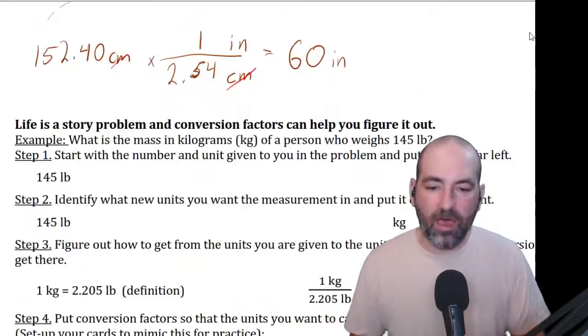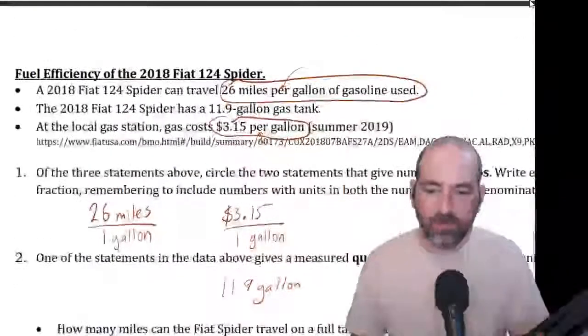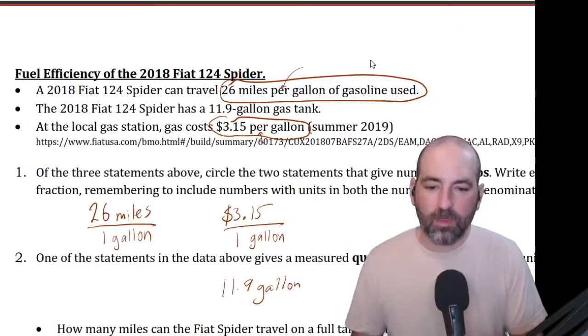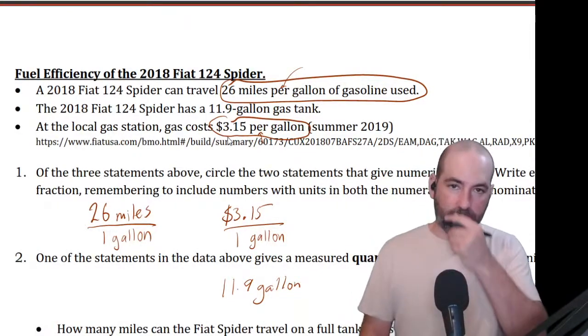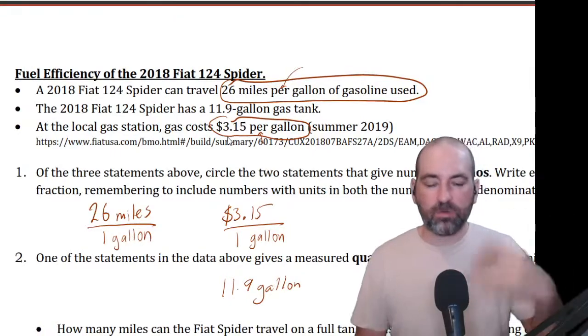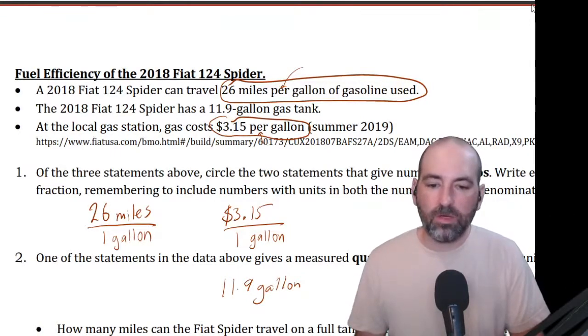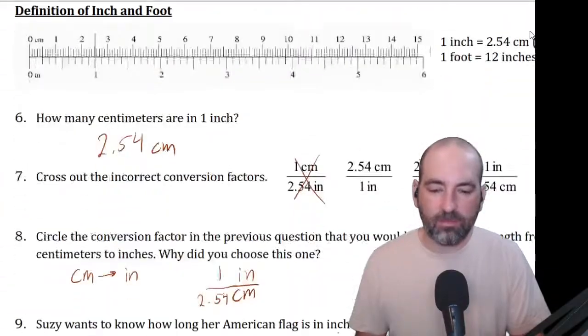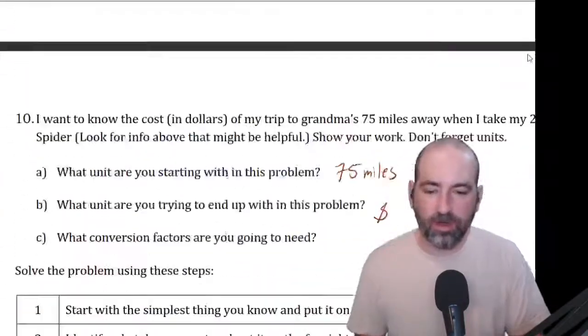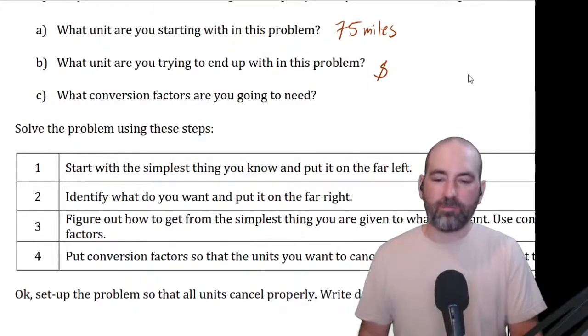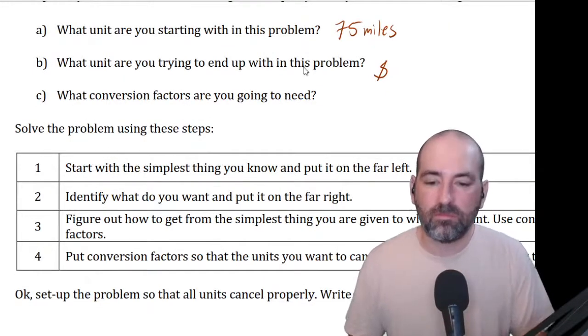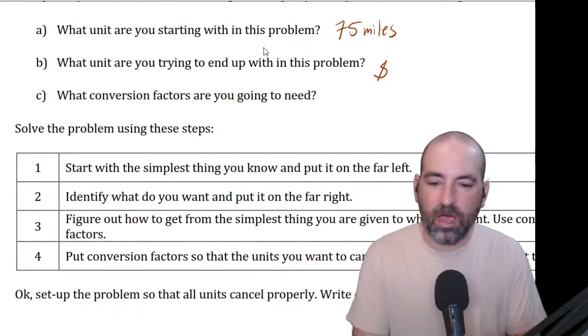We don't have anything that gives us miles and dollars directly related. So we don't know this many miles per this many dollars. What we know is miles per gallon and dollars per gallon. And you can probably maybe see that there's a shortcut here, but we're going to do it as though there isn't one, just so we can fully work it out.